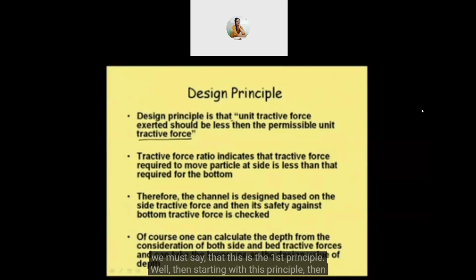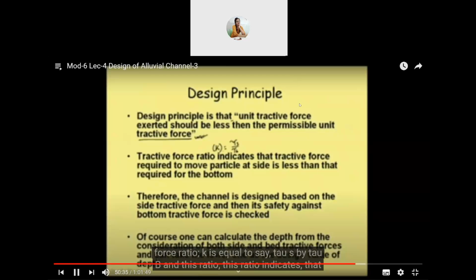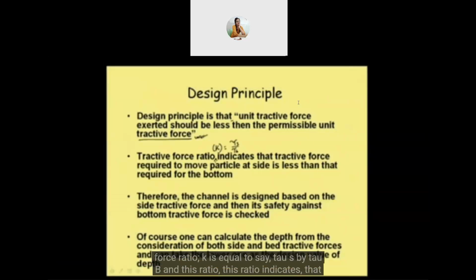Starting with this principle, we calculated the tractive force ratio, which we name K, equal to tau S by tau B. And this ratio indicates that the tractive force required to move a particle on the side is less than that required for the bottom.